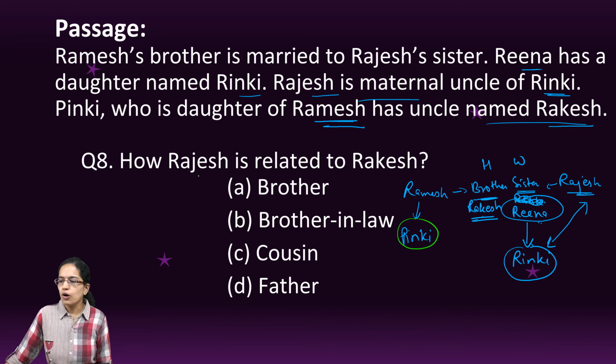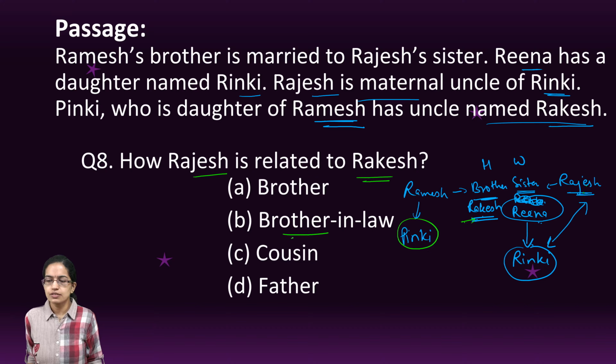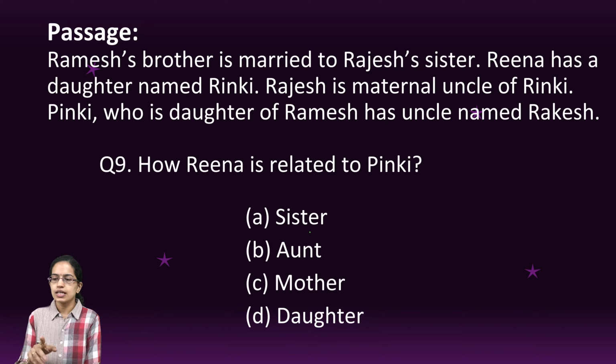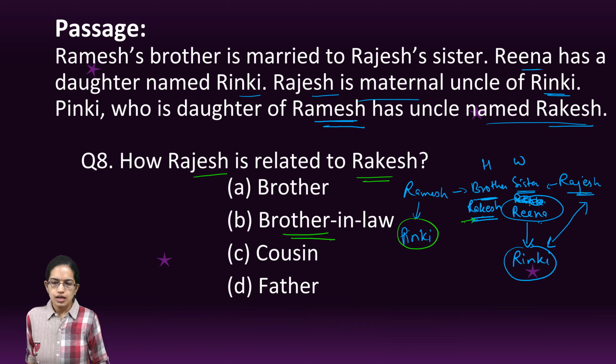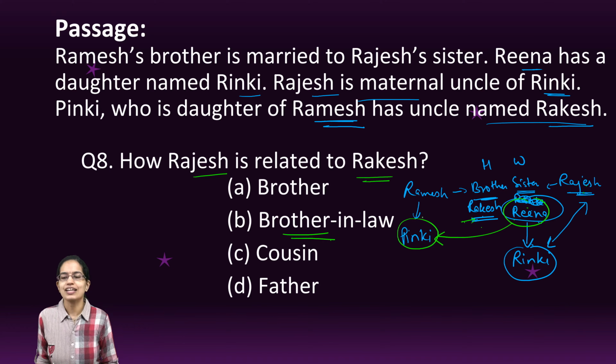Okay. Now how is Rajesh related to Rakesh? Rajesh would be brother-in-law, since Rakesh is sister's husband. So sister's husband makes it brother-in-law. So this would be brother-in-law. Now based on the same question, how is Reena related to Pinki? So Reena is the aunt of Pinki, because Pinki is the husband's brother's daughter. Okay, so Reena's husband is Rakesh, Rakesh's brother is Ramesh, and Ramesh's daughter is Pinki. And therefore, Reena is the aunt of Pinki.